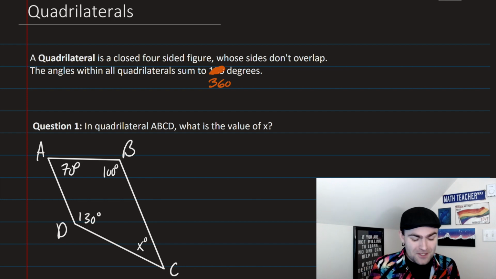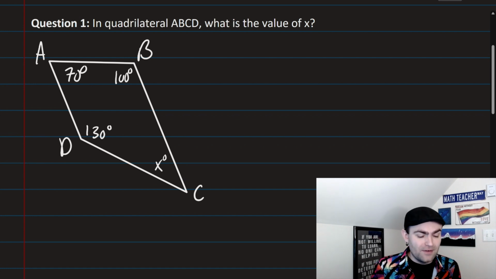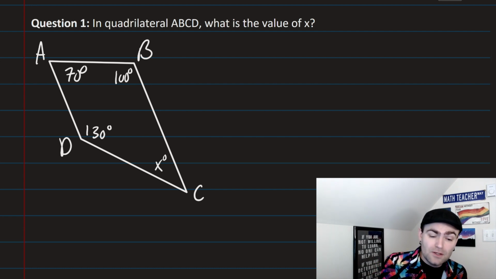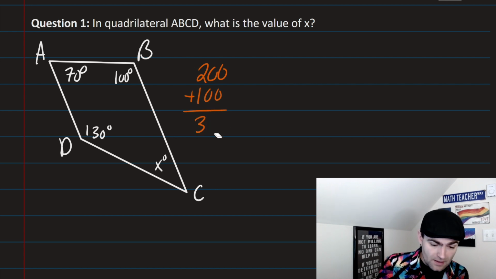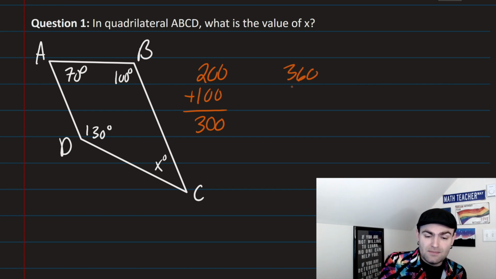Let's solve a question then. So in a quadrilateral ABCD, what is the value of x? So we have three angles, we're missing a fourth, and the sum of all of the interior angles is 360 degrees. So we're just going to add all of these together. So I have 70 plus 130, which is 200, plus the 100 from B gives me 300. So I have 360 degrees to use. I've used 300, so 360 minus 300 gives me 60 left, so x is equal to 60 degrees.